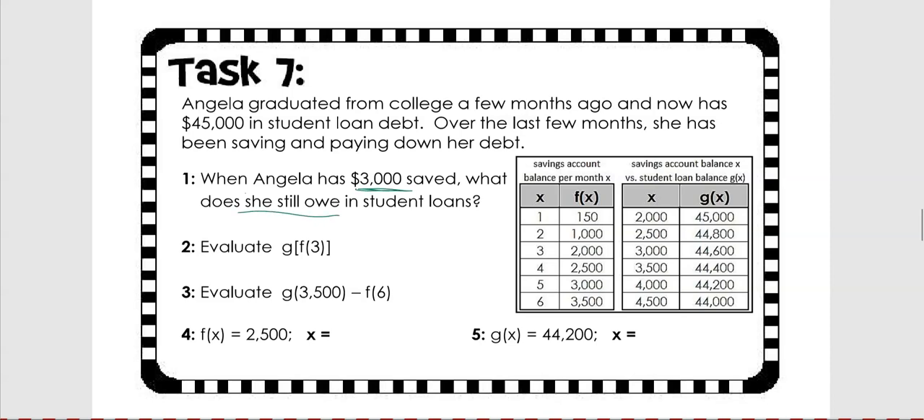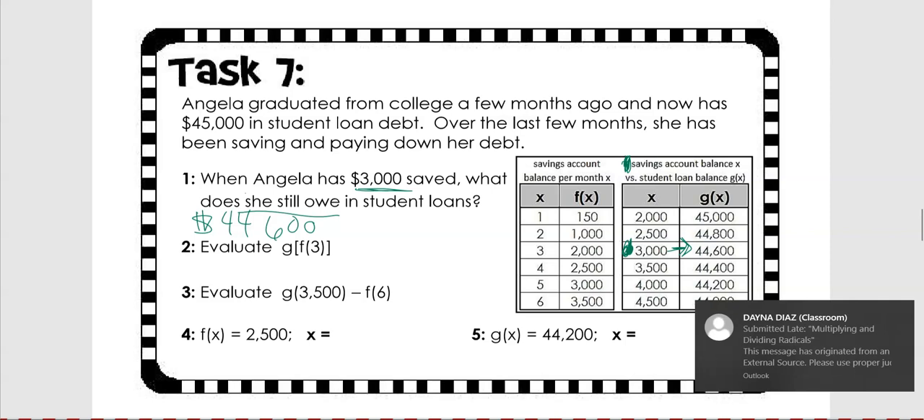So if we look here, we have savings account balance X versus student loan balance G of X. So in this table, if we look at our student loan balance, she wants to know when she has $3,000 saved, what is the student loan balance? And it would be $44,600. Simple enough there.